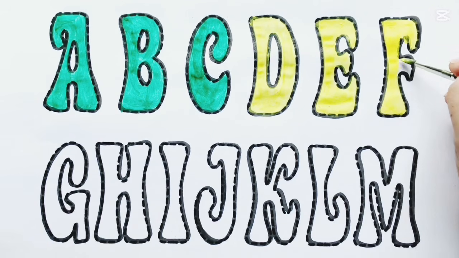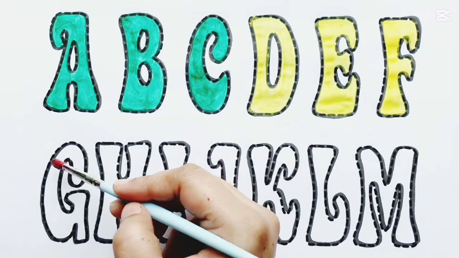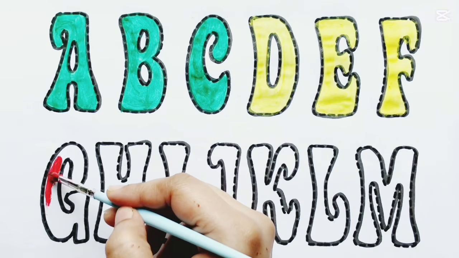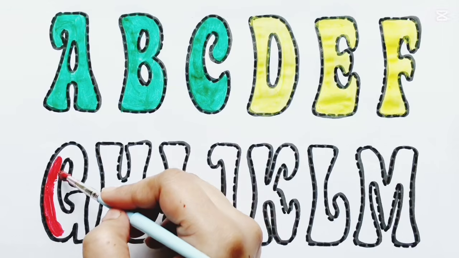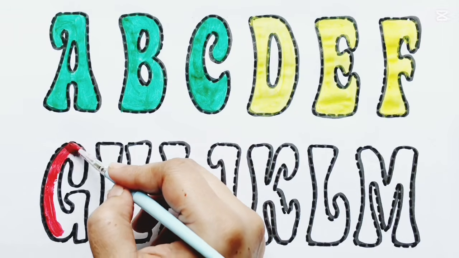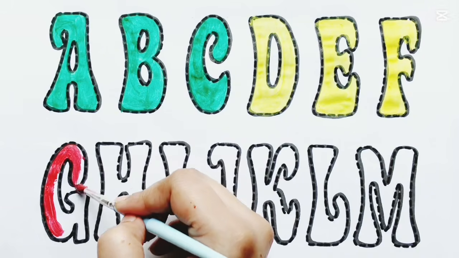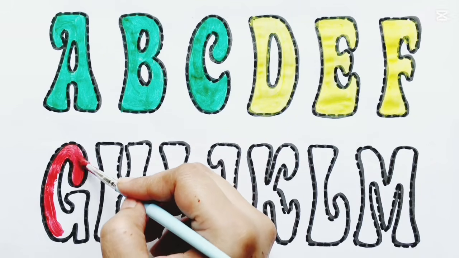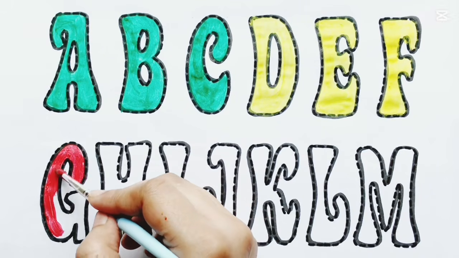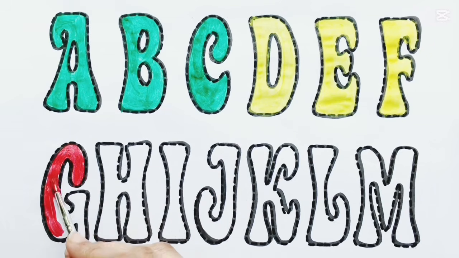1, 2, 3, let's go. A, B, C, count the rhythm and 1, 2, 3, we're singing all together. Red color. G for grapes. A, B, C, count the rhythm and 1, 2, 3, we're singing all together.